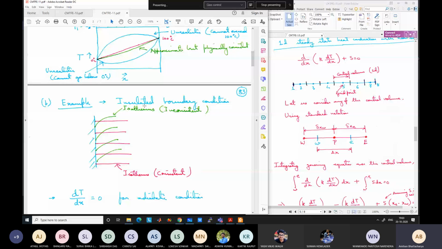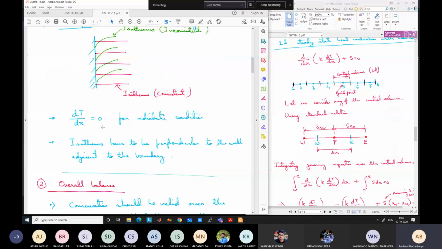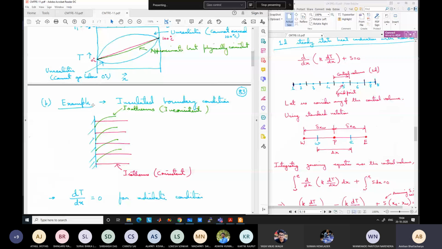So again, I have written dT/dx equal to 0 for adiabatic; isotherms have to be perpendicular to the wall adjacent to the boundary. This is one of the simplest problems that is given in assignments to check whether students understand this, whether they are getting the correct solution or not. So you should be careful about this. I hope you understand what physical consistency is. It could have been for any problem. It should be what we expect from actual physics. There can be a lot of error, but still it has to be within actual physics.